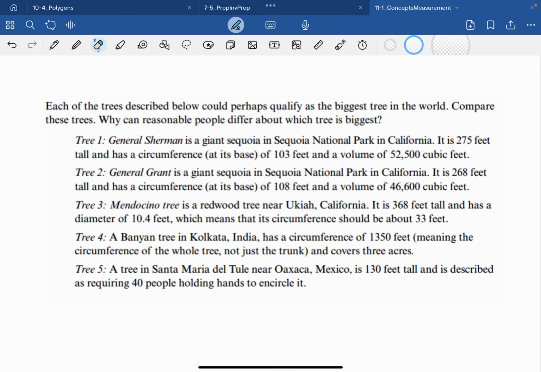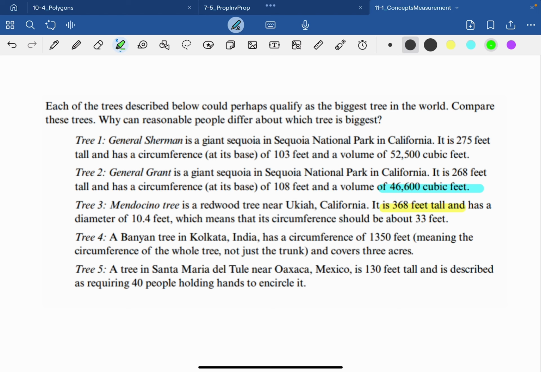Okay, so perhaps you had some time to think about that now. It seems like reasonable people could differ about which tree would be the biggest. If we were to go for the biggest height, maybe it would be the Mendocino tree. Yeah, it's the Mendocino tree, it's the tallest tree, right? But maybe you would go with volume. If you went with volume, at least the volumes that we've been provided, it looks like General Grant is the biggest tree.